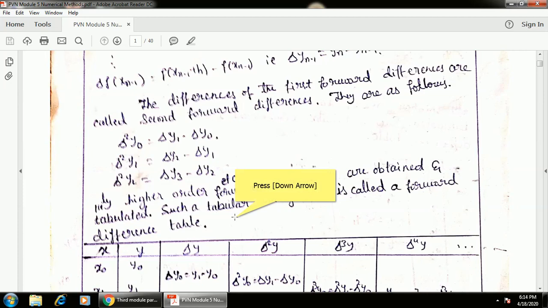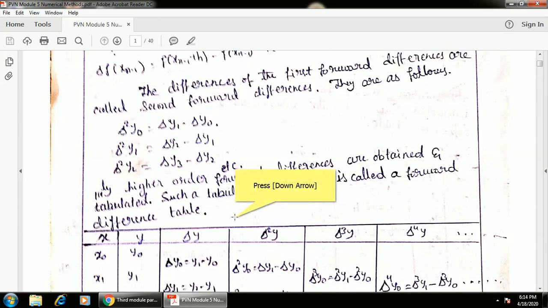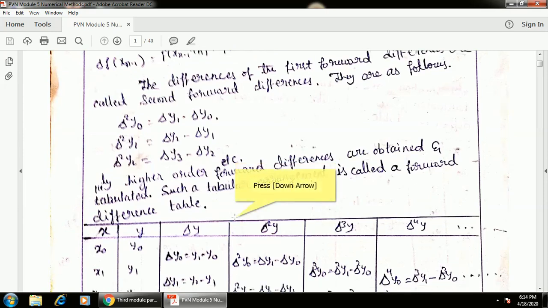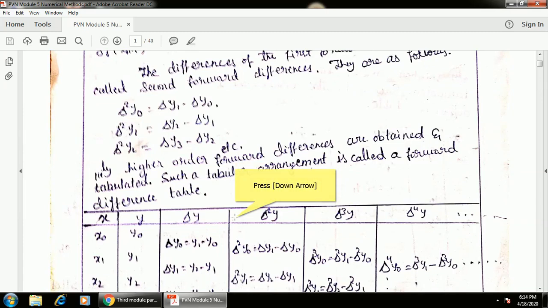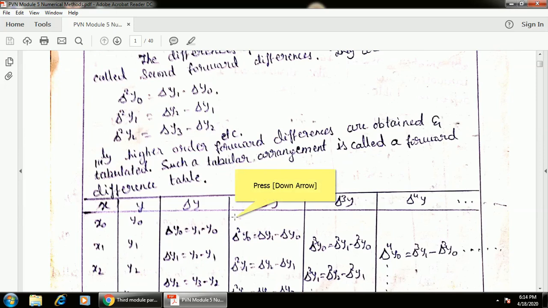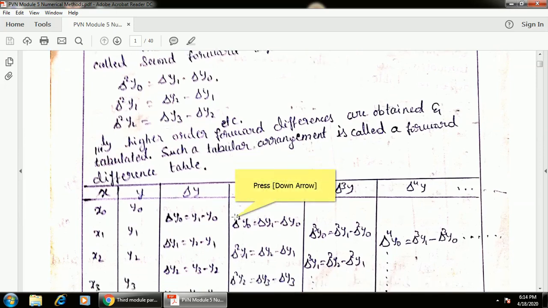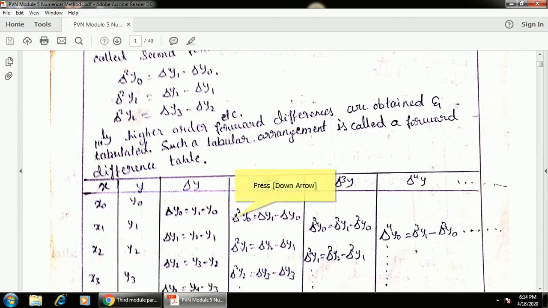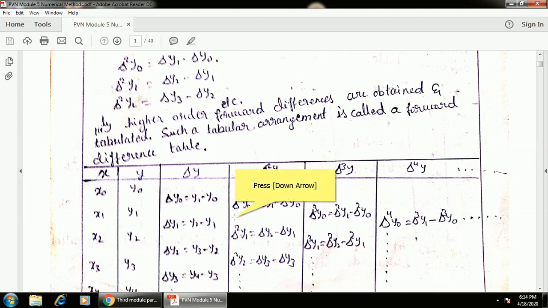and they are tabulated in the form of a table known as the forward difference table.